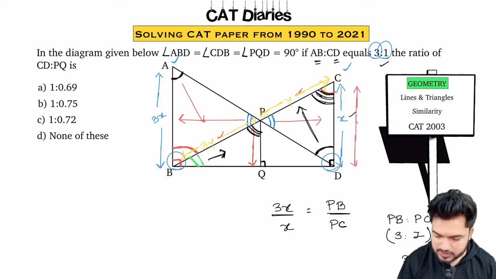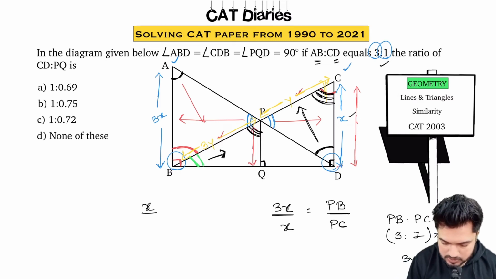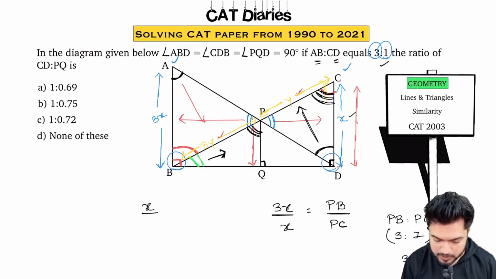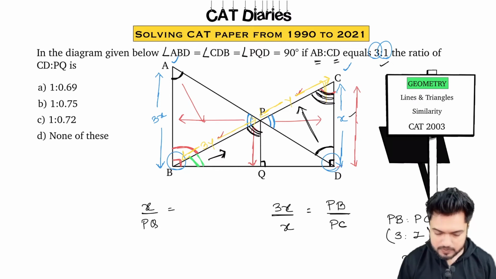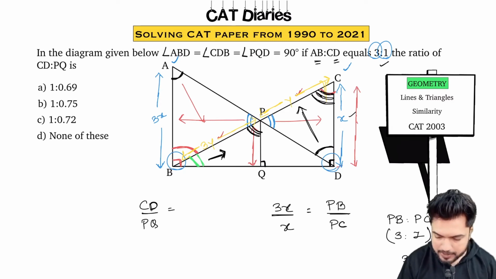What are they asking? CD. So let's take the bigger one, CD, which is equal to x. Then CD upon PQ. PQ is something that you are supposed to find out. Let's write it as CD only, because they are asking you CD. So CD upon PQ, something that I'm supposed to find out. The side opposite to green in the bigger triangle is CD, and in the smaller triangle it is PQ.